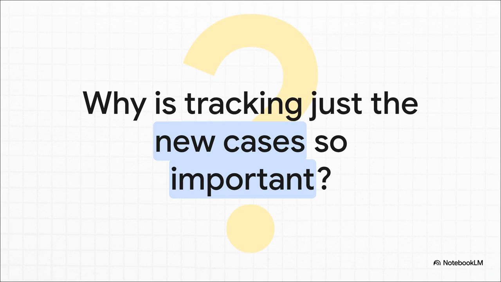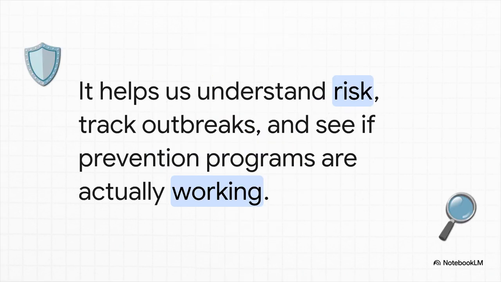Okay, so we get what incidence is, and we know it's not the same as prevalence. But so what? Why does it matter so much to track only the new cases? Why is this speedometer so vital? Well, here's the deal. Incidence is the measure of risk. If the incidence rate is high, it means there's a high risk that someone in that population could get the disease right now. It's how we spot an outbreak the moment it starts. And this is a big one. It's how we know if our prevention plans, like vaccines or health campaigns, are actually working. If the incidence rate starts to go down, we know we're doing something right.